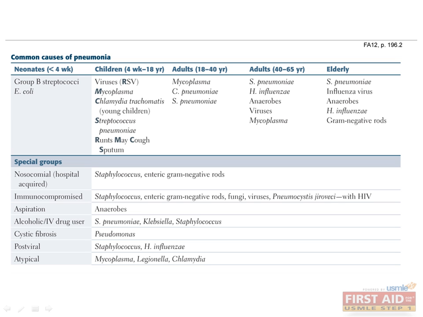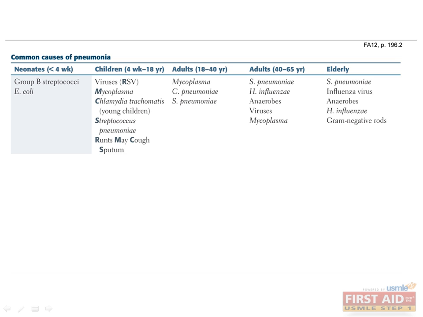Several different microorganisms can cause pneumonia, and by knowing which ones are most likely to infect people of which age group, you can more easily figure out which bug is infecting your patient. If you see pneumonia in a neonate, it's most likely caused by group B strep or E. coli. Remember, B, as in group B strep, is for babies.